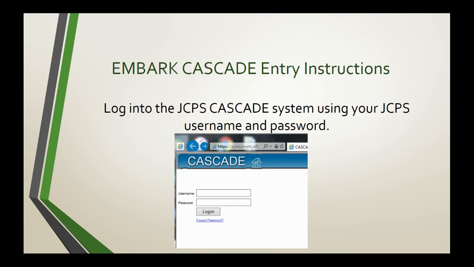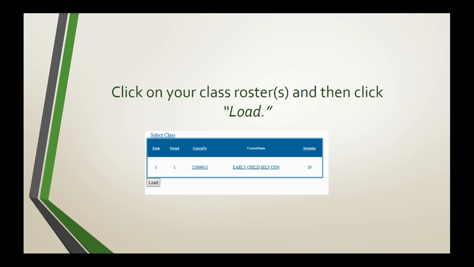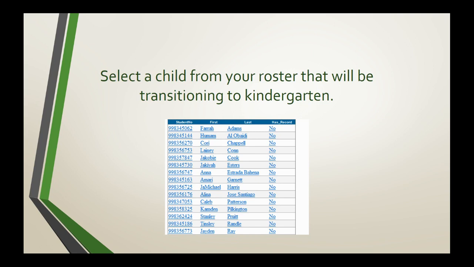Let's talk about entering information into Cascade. To get to the right area on the main menu, click on the EMARK Results Entry Page link. Load your class list. You're going to be selecting children on your roster that will be transitioning to kindergarten. This year, teachers need to enter the data for the children on their Cascade roster.